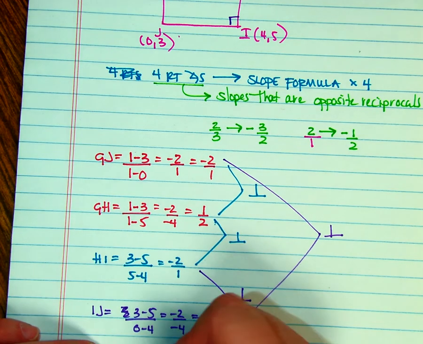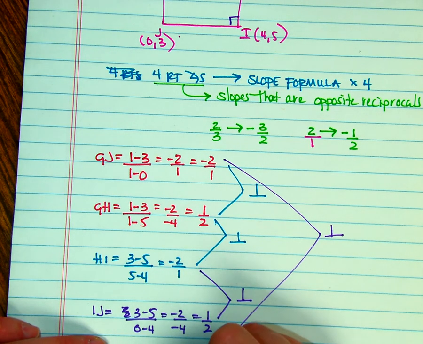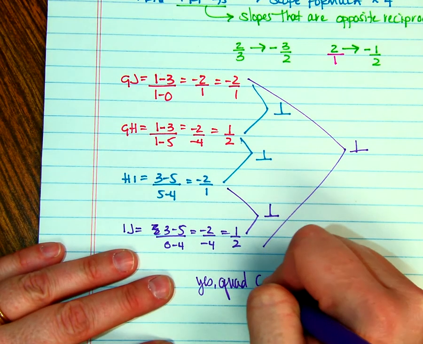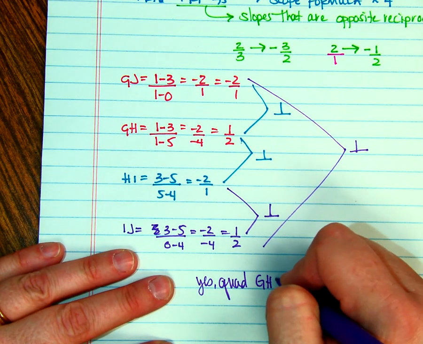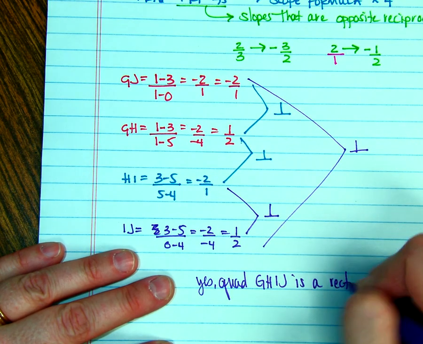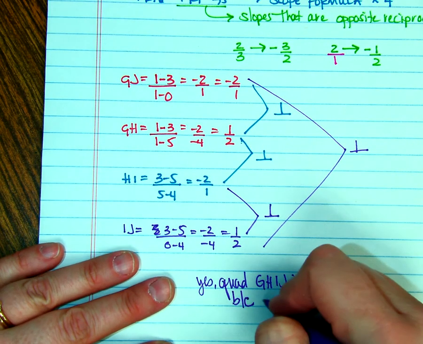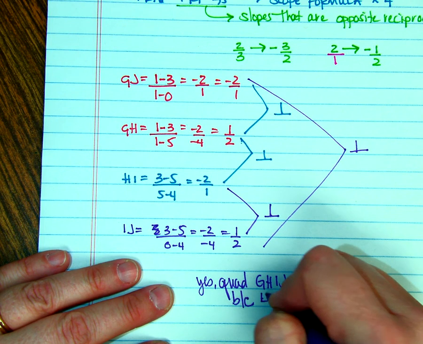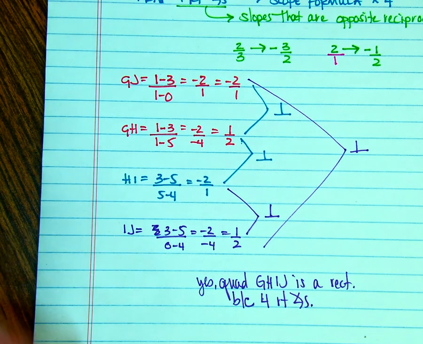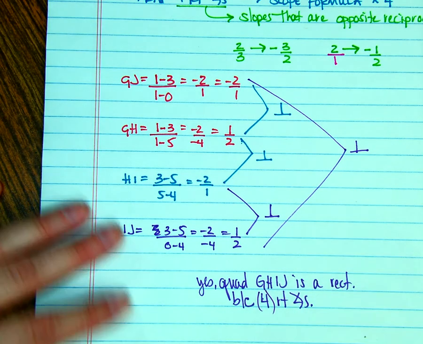So I can state that yes, quadrilateral GHIJ is a rectangle because it has 4 right angles. Or you can say because all slopes are opposite reciprocals, something like that, but we have 4 right angles.